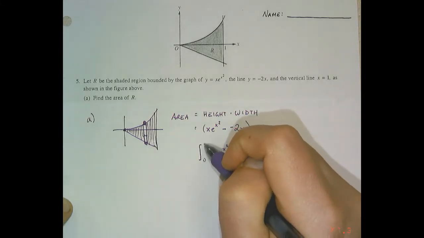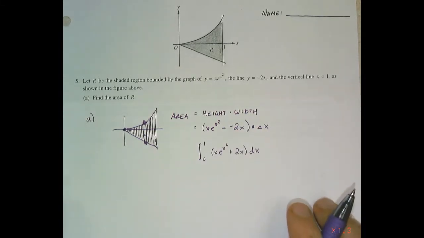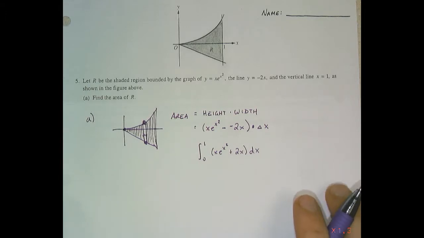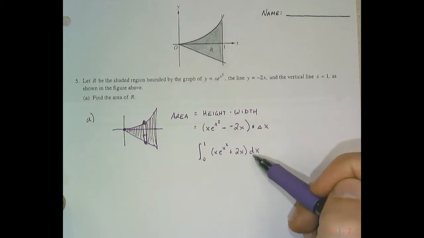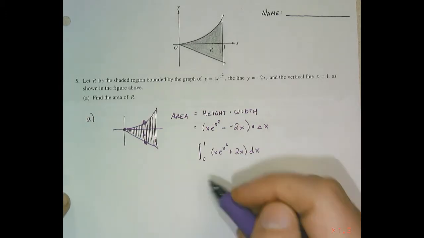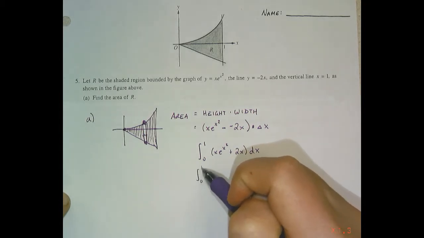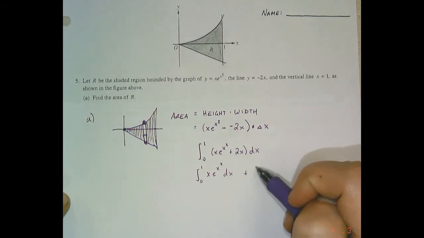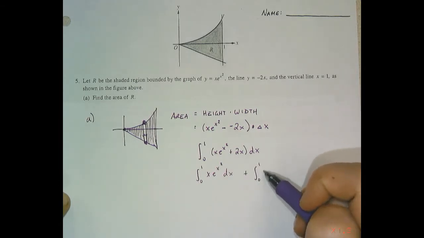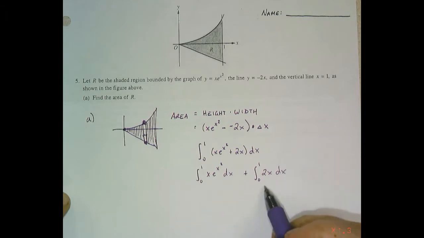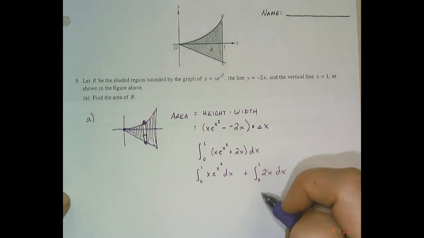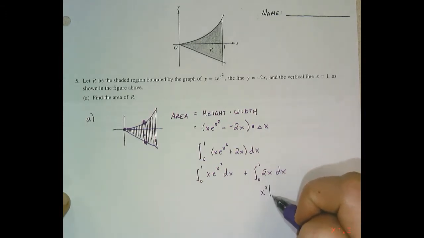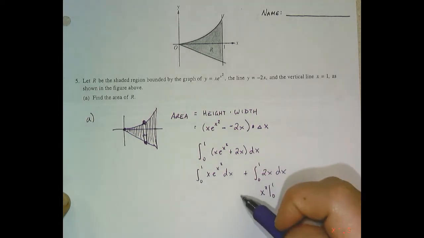So 0 to 1. This is a non-calculator exam question, so we have to be able to solve this definite integral without the aid of a calculator. And for the sake of discussion, I'm going to break this into two separate integrals. The second integral being easier to evaluate. The antiderivative of 2x is x squared, and we're going to evaluate that from 0 to 1.